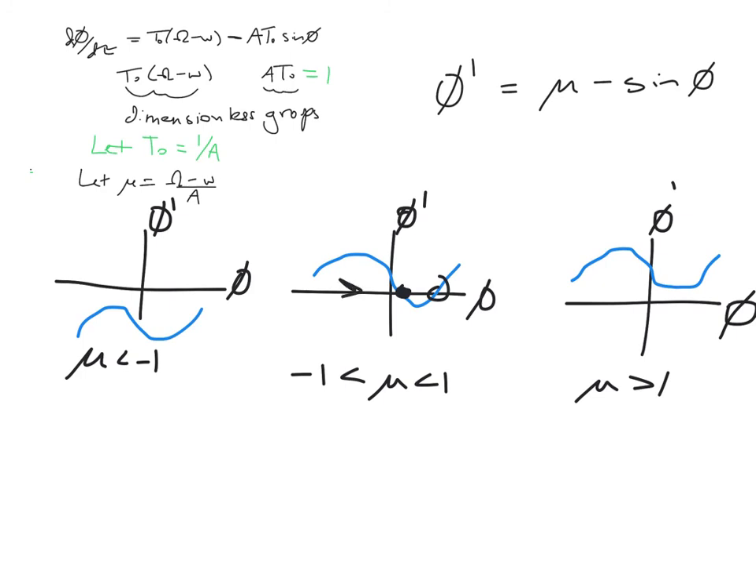Increase, decrease, increase. And so what's happening here is that no matter where we start, no matter what phase difference we start with, our oscillators approach this constant phase difference. And then finally, if mu is less than -1, again, there's no possibility of a fixed point. There's no possibility of phi prime being 0, and so there's no possibility of a constant phase difference.